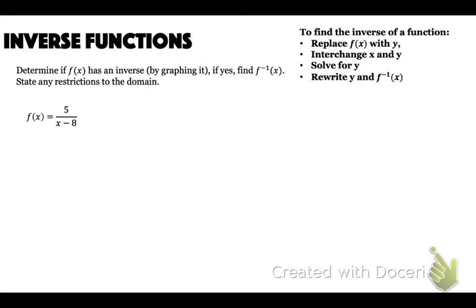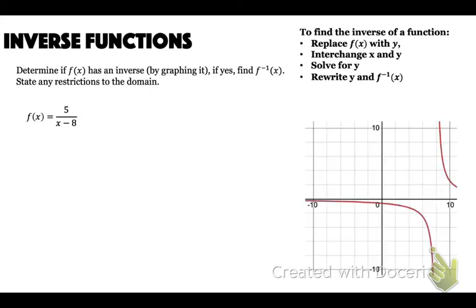Okay, so then this one. f of x equals 5 over x minus 8. It looks like that. And it has an asymptote here at x equals 8. And if you remember back to December when we were doing this, that is because the bottom of this fraction can't equal 0. You can't divide by 0. So if I plug in 8 for x, I'm going to end up dividing by 0, which I can't do. So that means our restriction is x can't equal 8. Okay, but this does pass both tests. So I can find the inverse.